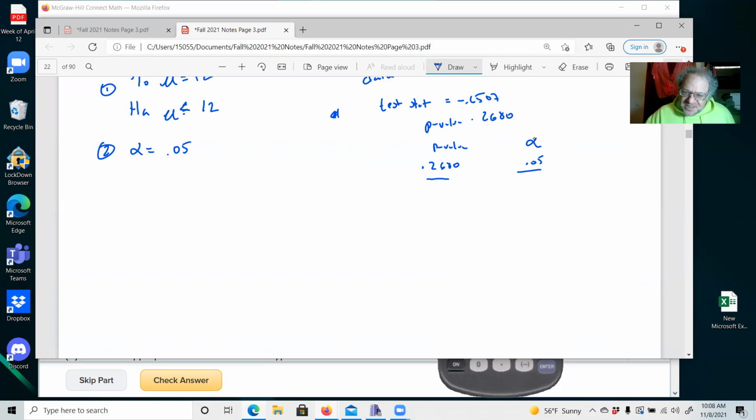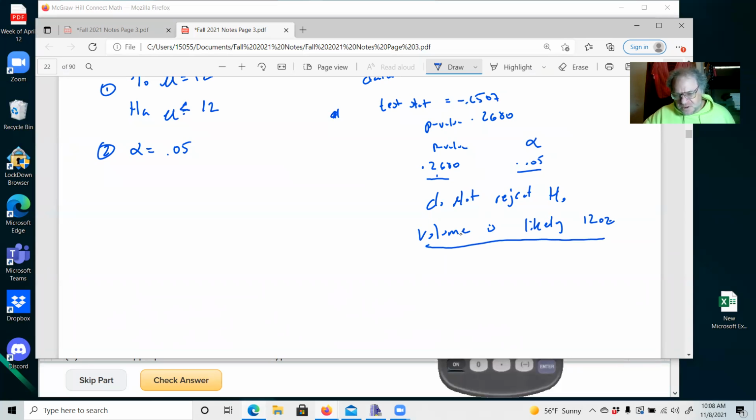Okay. So p-value is much bigger than alpha, so we should not look for alternative explanations. This was well above the cutoff that we gave them, so we're going to say do not reject the null hypothesis. Do not reject H0. So what does this mean? It means that the volume is likely 12 ounces, and you're not ripping anybody off. Whatever you put 12 ounces on the can, you're getting 12 ounces, we're good.